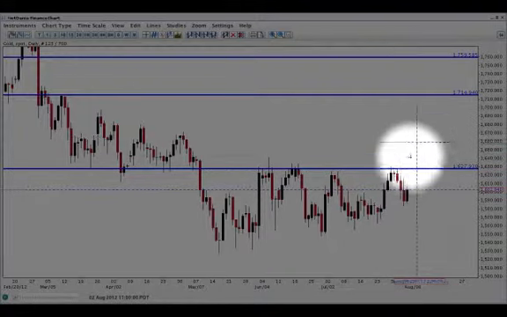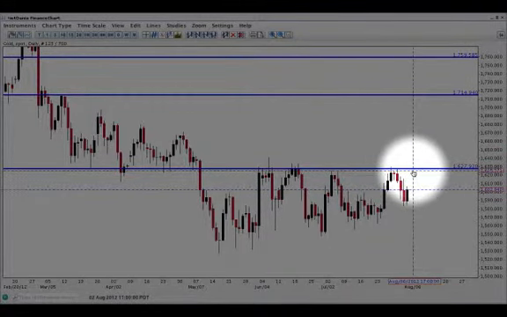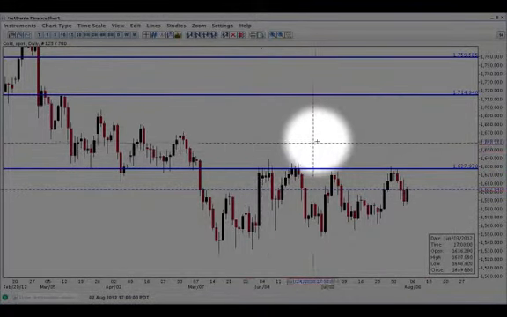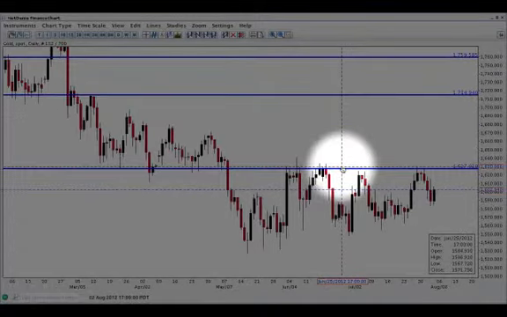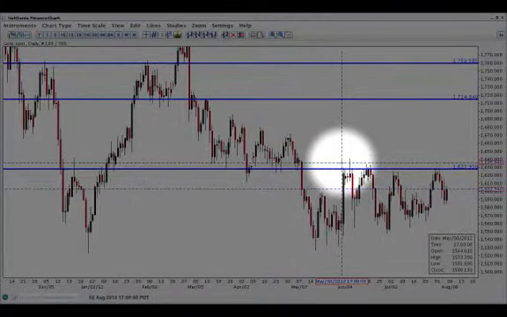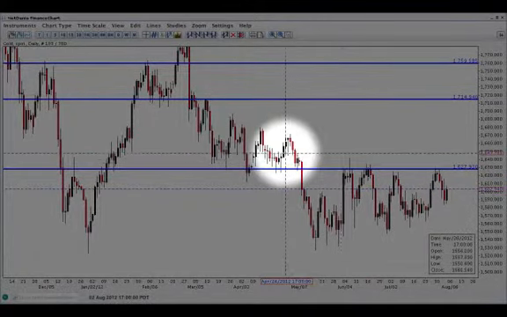And once it does, I expect this area to turn into support. Once again, this is a very, very significant area for us. Now, we can do this all day. I can go down to an hour chart. I can go down to a 15-minute chart. Obviously, the bigger the time frame, the stronger the support and resistance. Okay, so everything is always relative. But this is very, very important for you to be able to recognize.